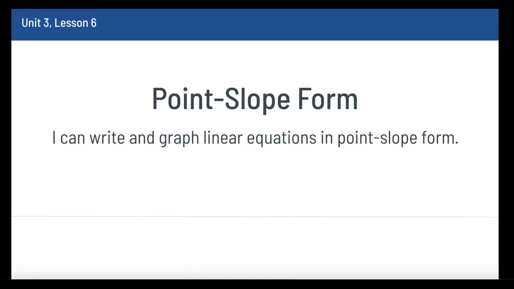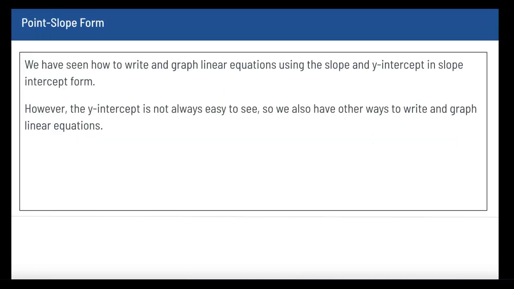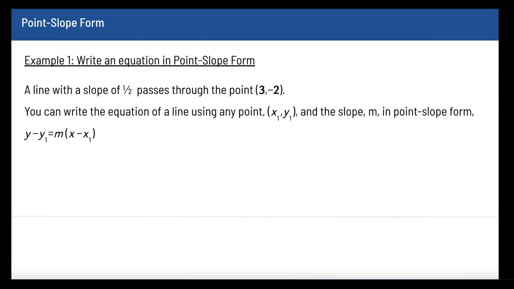Hey y'all, in this lesson we are taking a look at point-slope form. Our I can statement is, I can write and graph linear equations in point-slope form. We have seen how to write and graph linear equations using the slope and the y-intercept in slope-intercept form. However, the y-intercept is not always easy to see, so we also have other ways to write and graph linear equations. In example 1, we'll look at writing an equation in point-slope form.